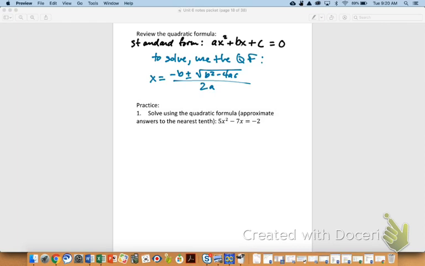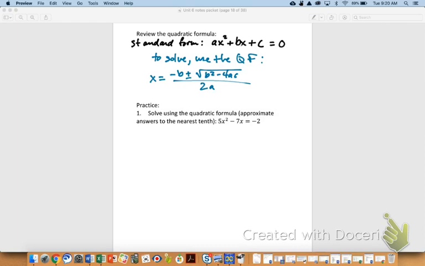Okay, so what I thought we would do here is do two examples, both of them calculator active. So we'll use some decimal approximations in the end. I thought we could do the first one together, and then you could try the second one by yourselves. And we'll do the same kind of thing tomorrow. So here we go. Take a look at number 1.